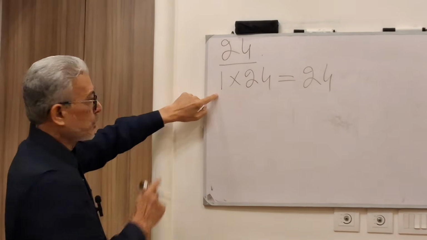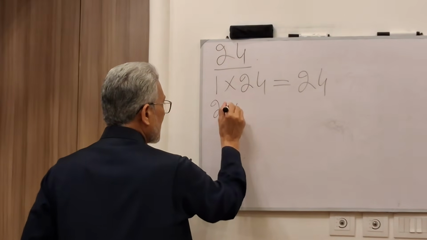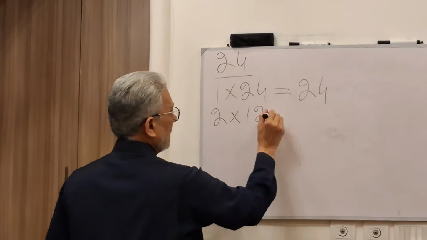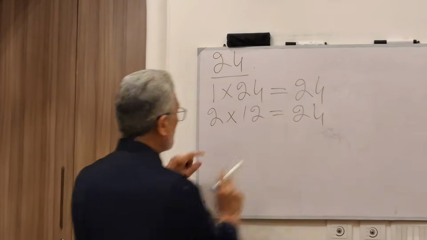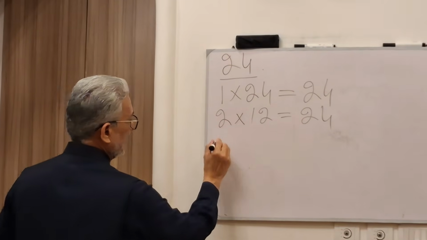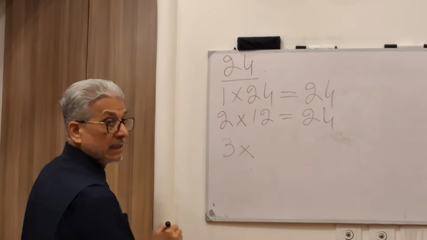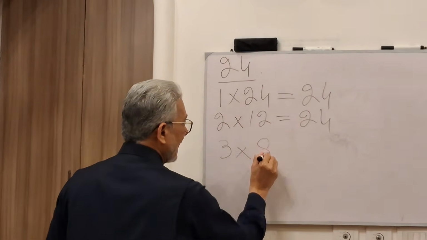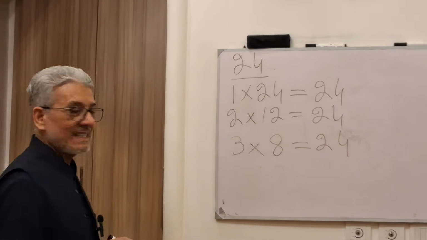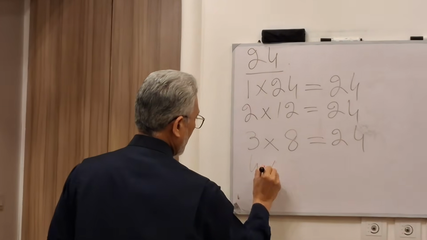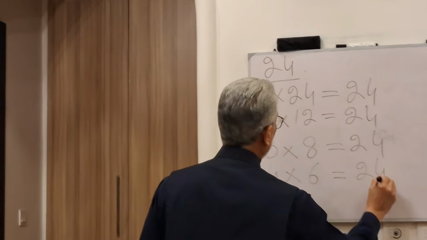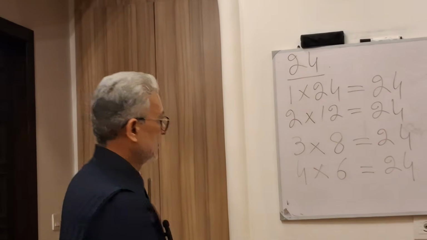Now, what is the next number? 2. With what number will you multiply 2 to get 24? 12. 2 12s are 24. So 2 and 12 both are factors. Now, what is the next number? 3. 3 8s are 24. What is the next number? 4. 4 6s are 24.